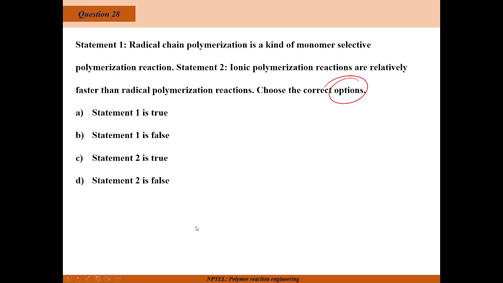Yeah, that is actually true. So in general, ionic polymerization is much faster than radical polymerization, and definitely monomer selectivity is not a characteristic of radical polymerization. It basically depends on the radical that is being formed, and then the polymerization continues. Okay, fine.